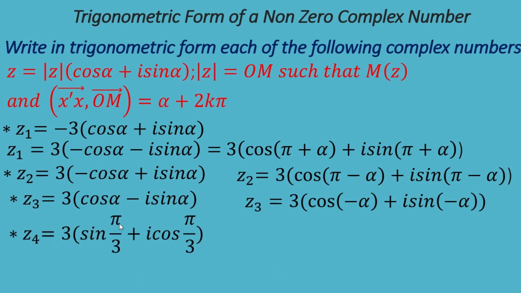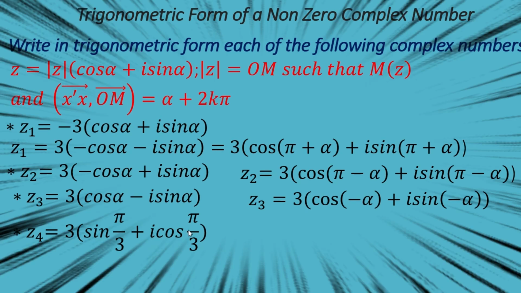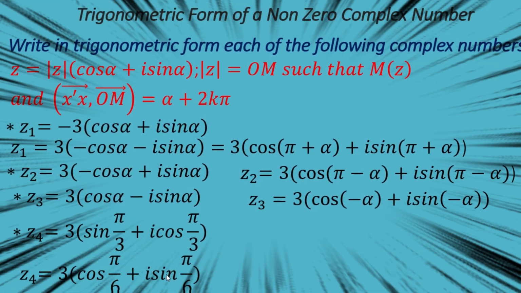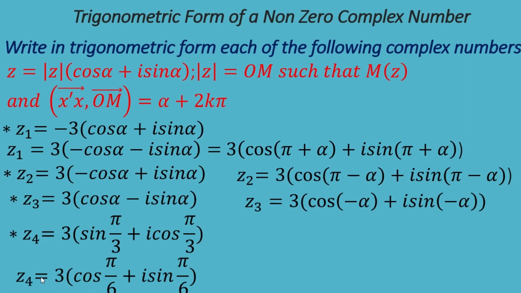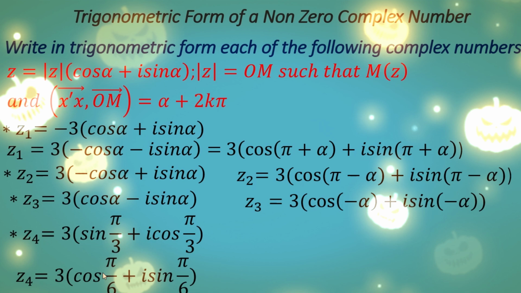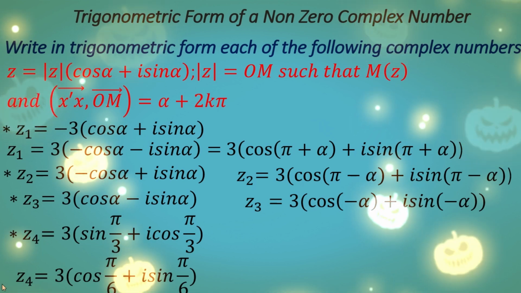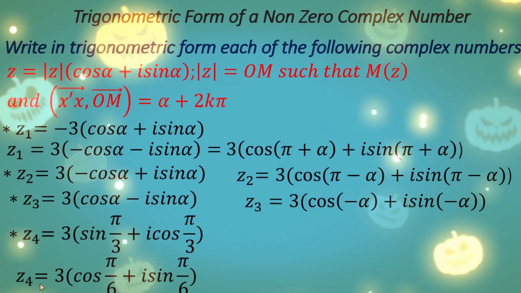z4 equals 3 (sine pi by 3 plus i cosine pi by 3). We should have here cosine of an angle plus i sine of the same angle. We know that sine pi by 3 is cosine pi by 6. Sine pi by 3 equals how much? Equals radical 3 over 2. This is cosine pi by 6. And cosine pi by 3 equals sine pi by 6. Then this is the trigonometric form of z4. Modulus equals 3 and pi by 6 is an argument of z4.